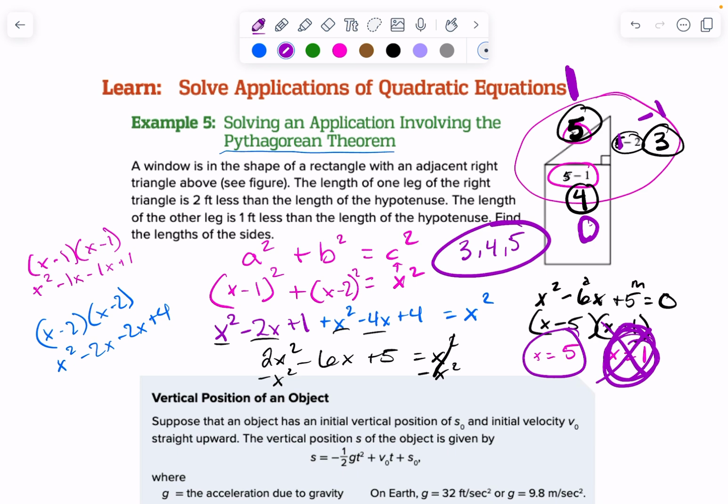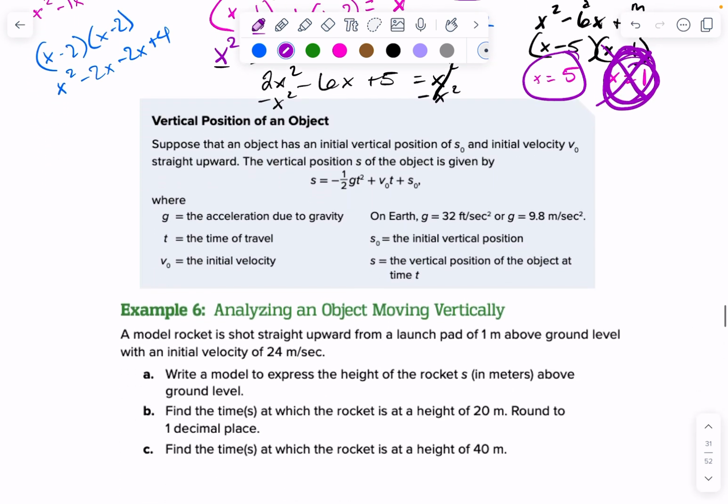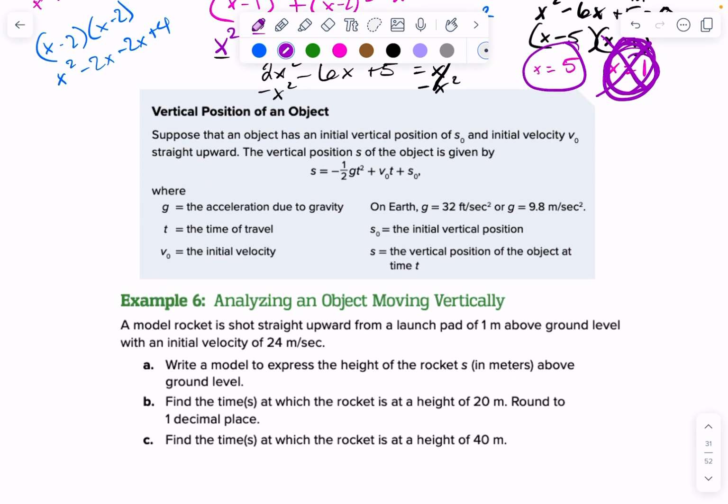So that was the Pythagorean theorem, a little tricky thing, all right? Okay, last thing is talking about projectile motion, okay? So you may have seen this equation before in physics, but let me just break this down.